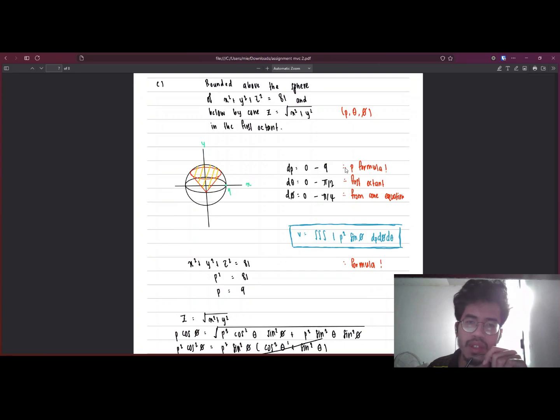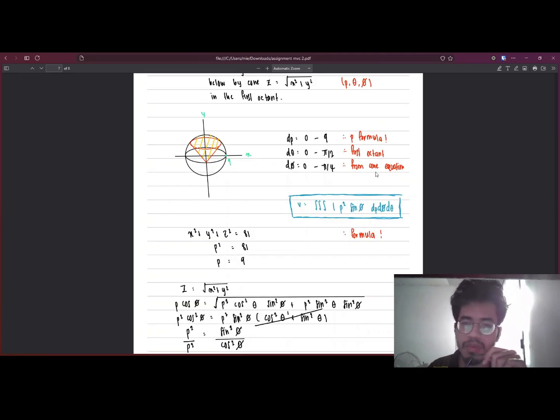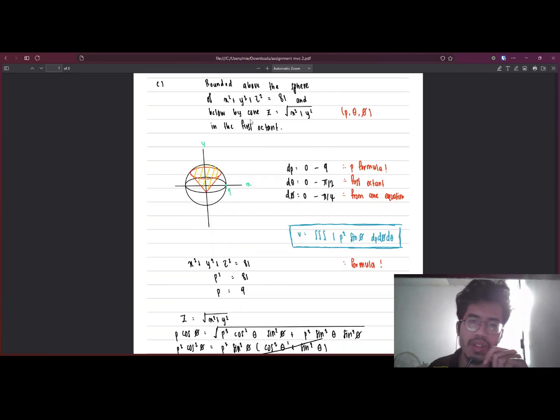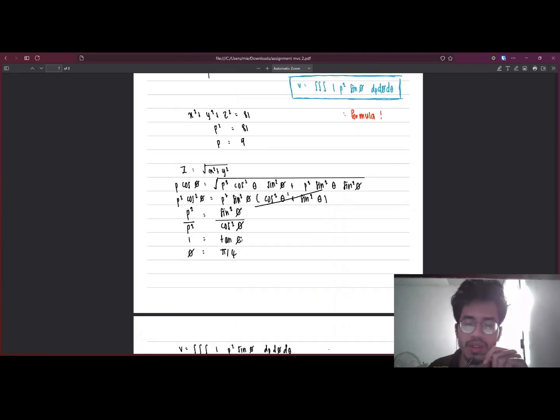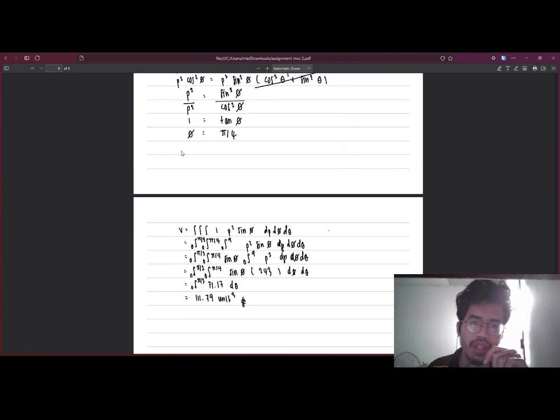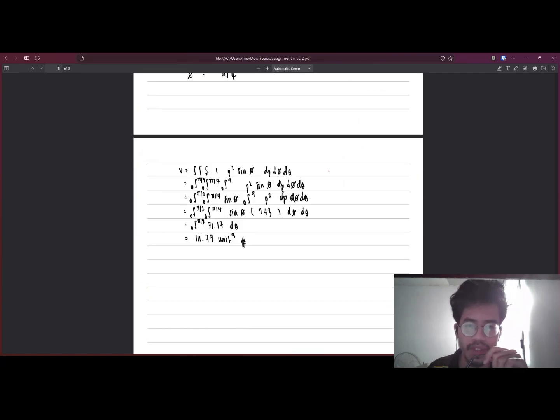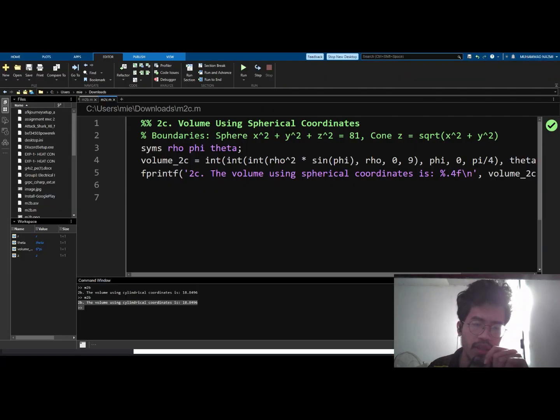So we find rho using the formula, and we get 0 to 9. Theta is 0 to pi over 2, because it's in the first octant. And we can find our phi using the cone equation. But first we need to convert that x and y into spherical coordinates, and we get pi over 4, and we fill this into the formula, and we get 111.79 units cube.